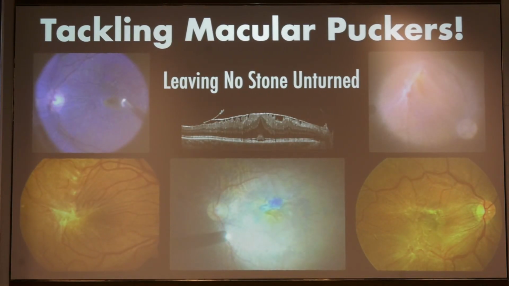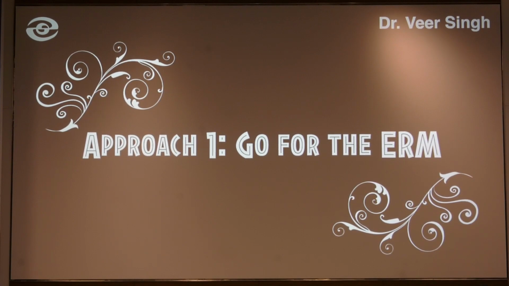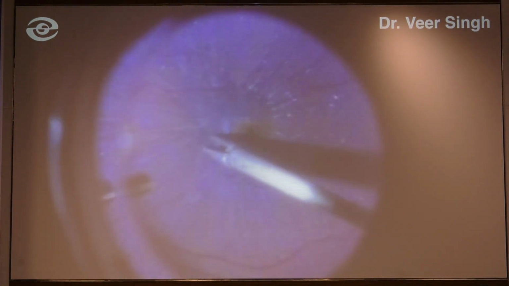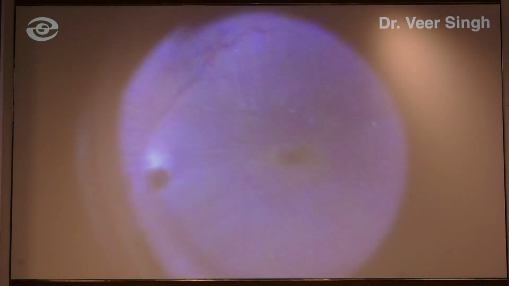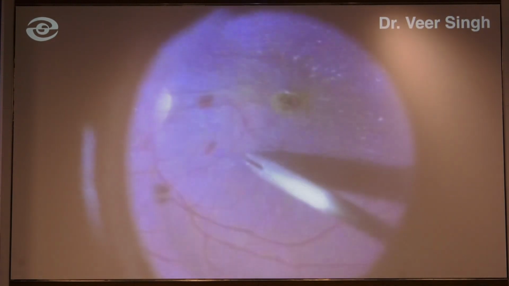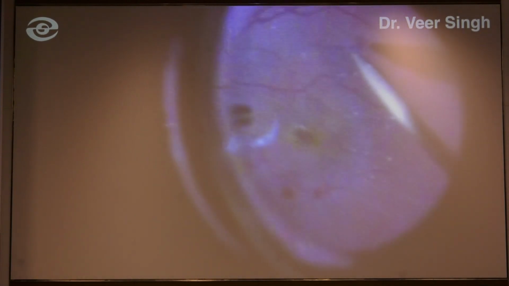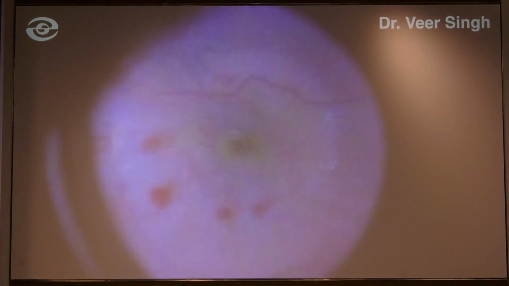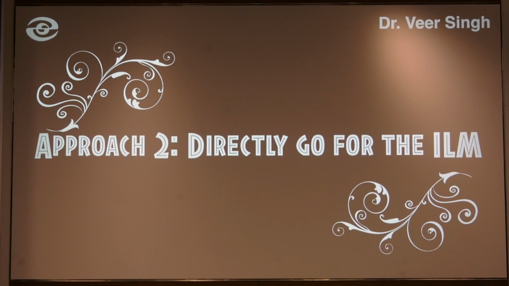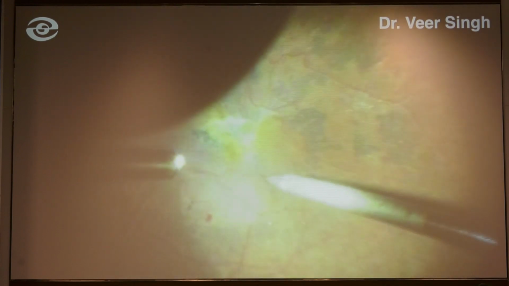So last but not least, this is just a 1-minute video showing a couple of cases in which different approaches have been applied to take care of an epiretinal membrane. In the first case, I take out the ERM and then I realize there's a very unhealthy and folded ILM underneath, so I go for the ILM after that. And in the second case, there's a thick pucker, so I go straight for the ILM away from the pucker and start peeling the ILM.